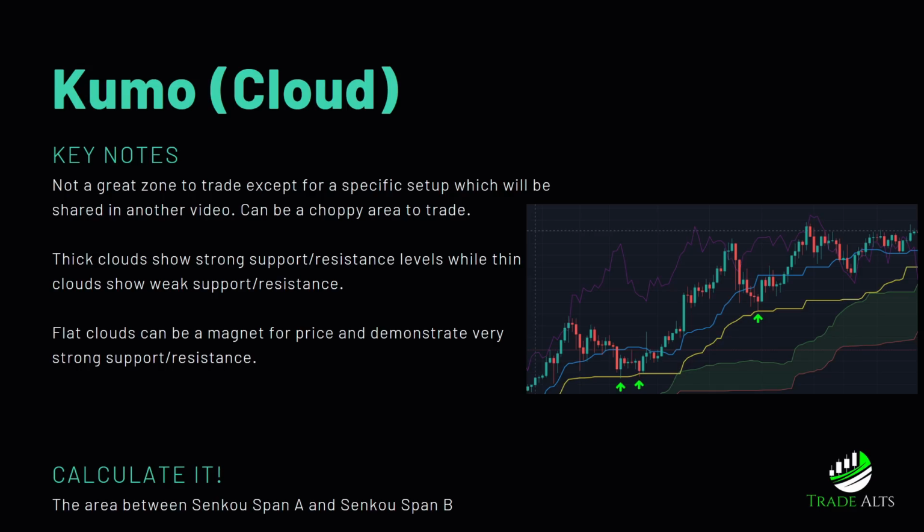So the thick clouds, when clouds are really wide, when they're really thick, it shows strong support and resistance levels. So basically your Senkou span A, your Senkou span B, whatever those levels are, especially when they're flat. You'll see flat like here. On this chart, you actually see these flatten out. Obviously price doesn't come down to it, but if it did, this to me would signify strong support resistance levels. So I would be very interested in looking at potential trades if price happened to come down to these types of levels.